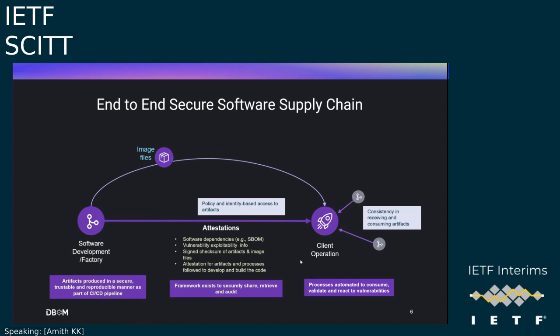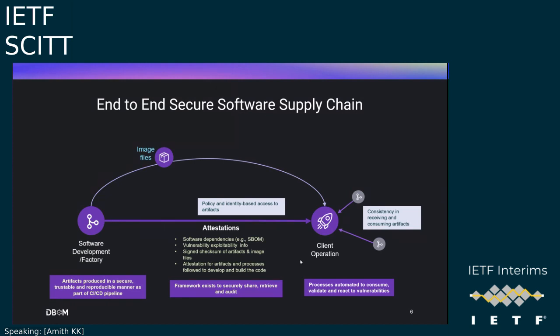You could have a signed checksum of all the artifacts that are produced, possibly identity-related information around the build machine, the build infrastructure, as well as the provider, and attestation for the processes in line as well, similar to what we do with in-toto.